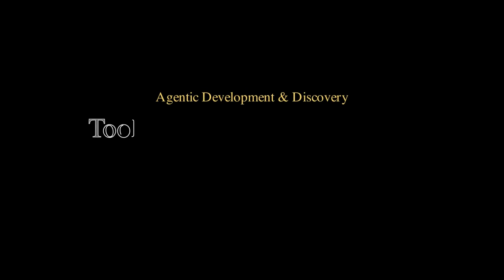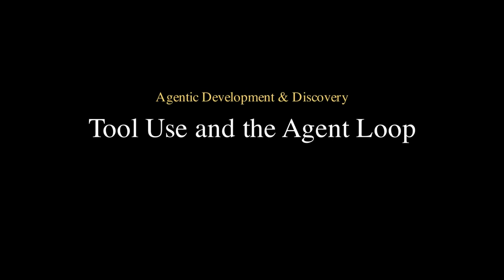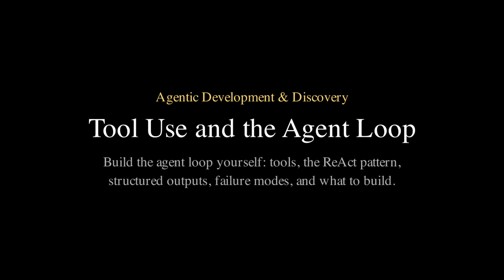Building a research agent means building a loop, writing the tools it can call, choosing how it decides what to do next, specifying what it must return, and anticipating how it breaks. Building that loop yourself, rather than configuring a pre-built one, is how you learn exactly what the agent can and cannot do, and where to intervene when it fails.